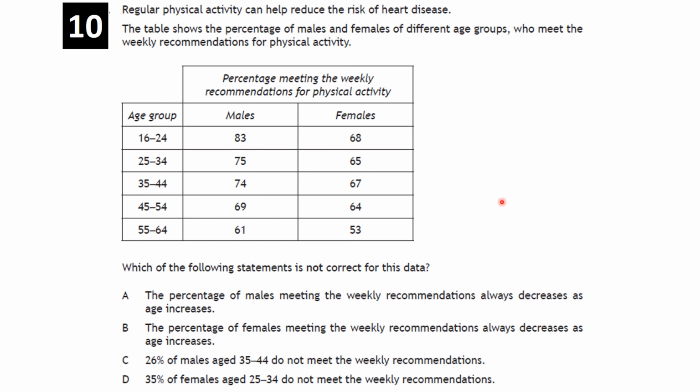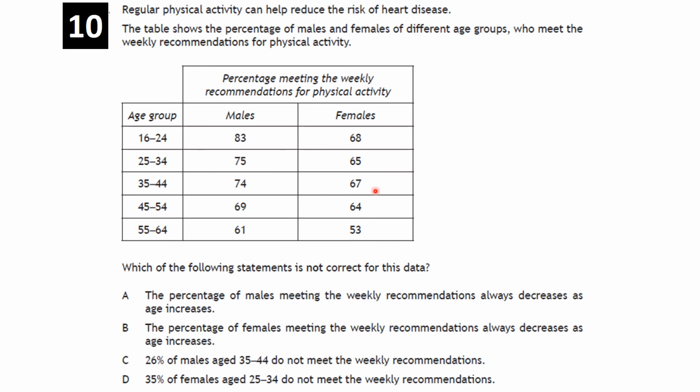Number 10, press pause. Regular physical activity can help reduce the risk of heart disease. The table shows the percentage of males and females of different age groups who meet the weekly recommendations for physical activity. So again, it's picking out an incorrect statement. So which of the following statements is not correct? The percentage of males meeting the weekly recommendations always decreases as age increases. Always decreases as age increases. Yep, it's always going down. B, the percentage of males always decreases.